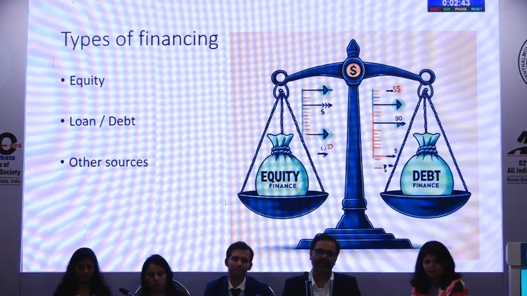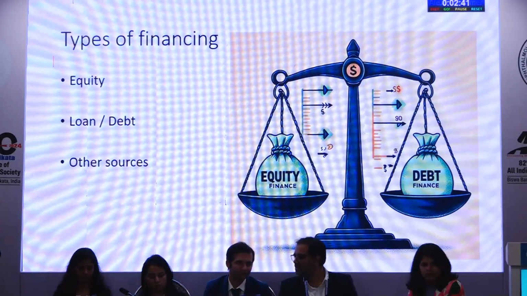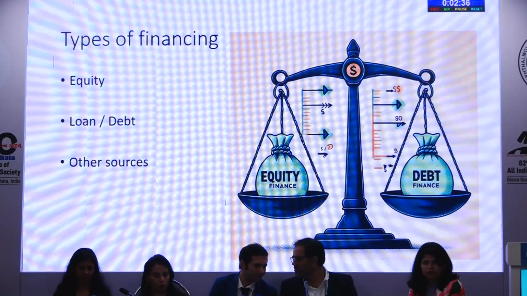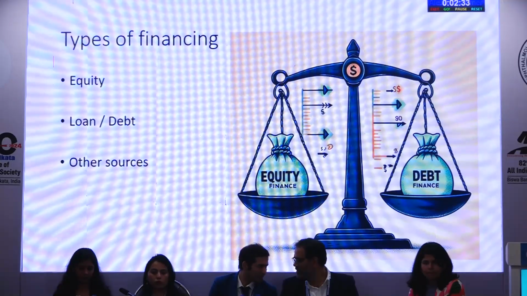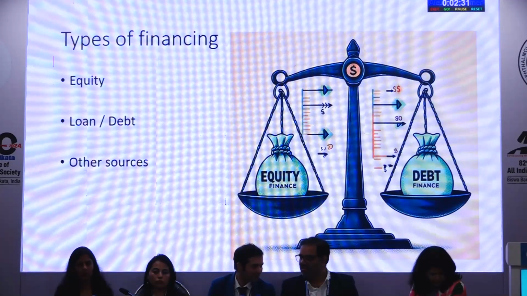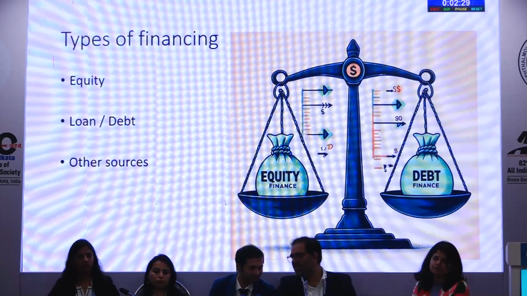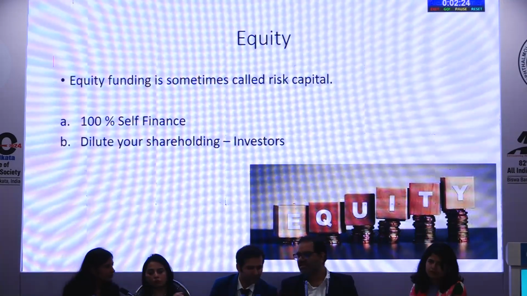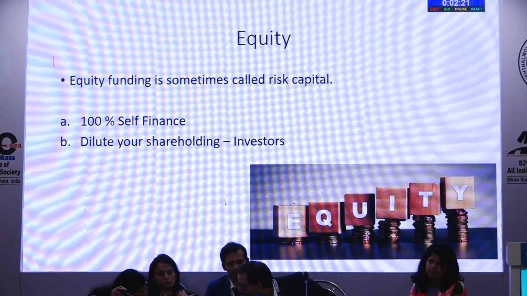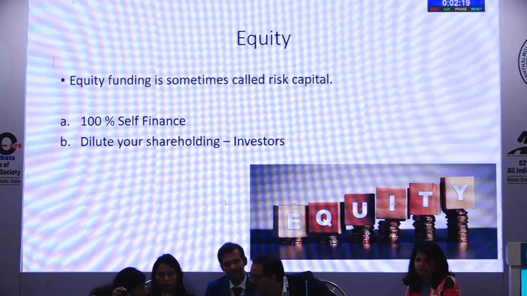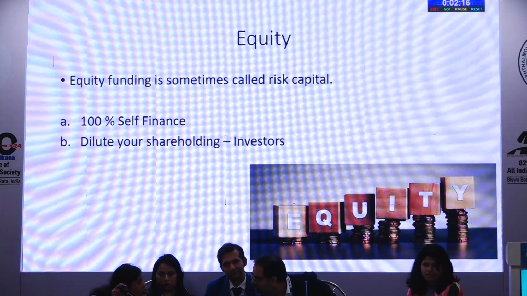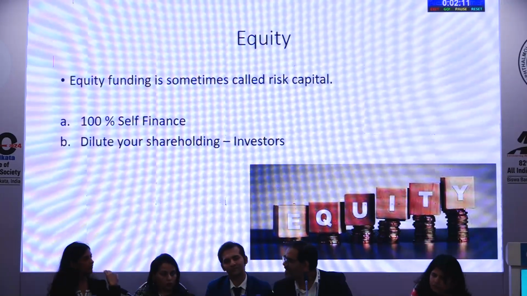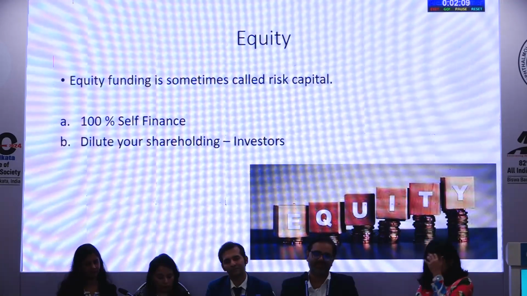Coming to the types of financing, there are basically two: equity and debt. There are other sources now because of a lot of angel investors and fundings across overseas also. There are various other types of finances, so let us look into the pros and cons of each of them. Equity is also sometimes called risk capital, and it involves your 100% finance. The other option is where you dilute your shareholding, and instead of giving 100%, you have it along with some investors who may be medical or non-medical, and move forward accordingly.